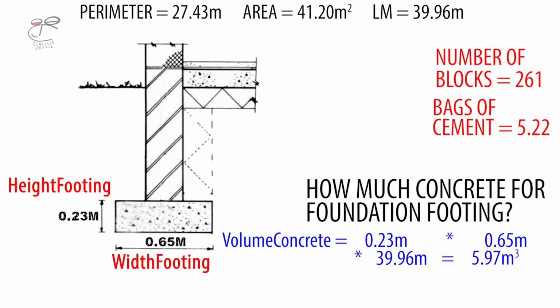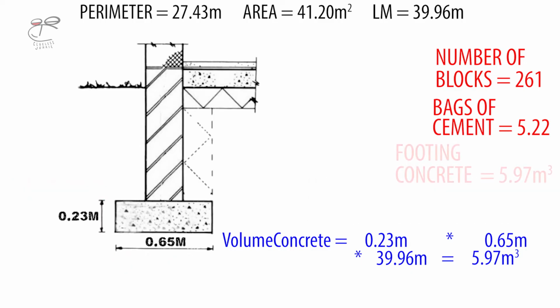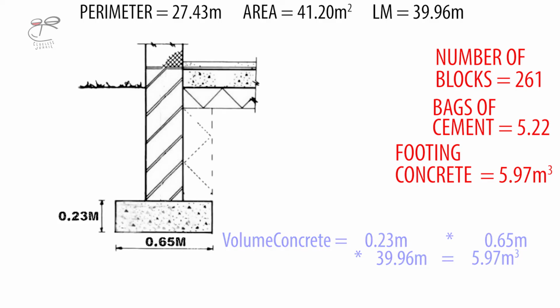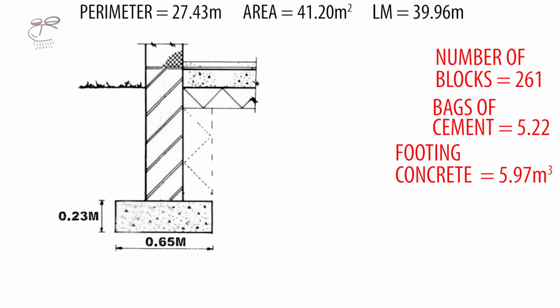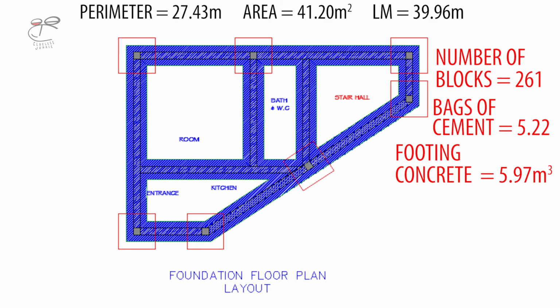So we're having 0.23, the height of the footing, by 0.65 meter times 39.96, and that gives us 5.97 cubic meter of concrete, which is almost 6 cubic meter of concrete. It is not an exact value, it's more of an estimate. That works for when we're treating the whole of this foundation as a strip footing.